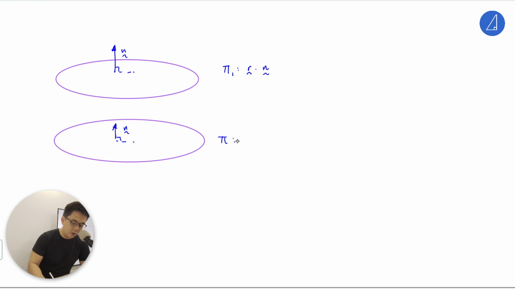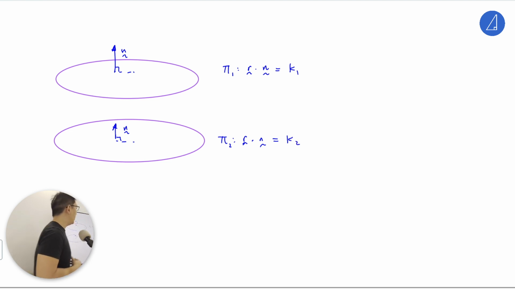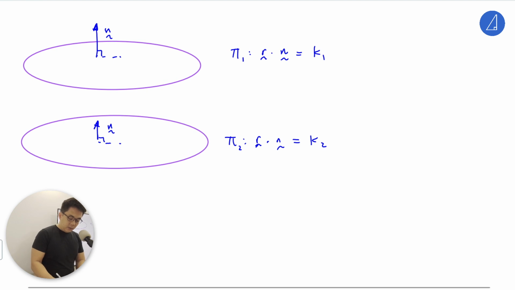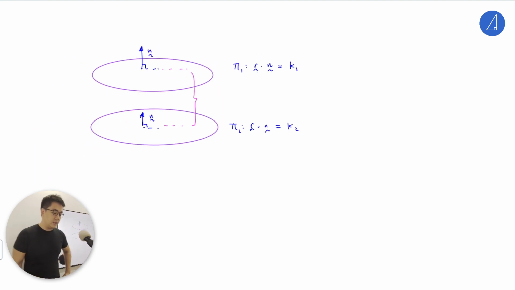For convenience, plane 2 here is r2, and this is r dot n, so it will equal a constant k1 and k2. Don't know whether you use k1 or k2. So now we want to show the distance between these two planes here. How do we show that the formula is modulus k1 minus k2 over mod n?